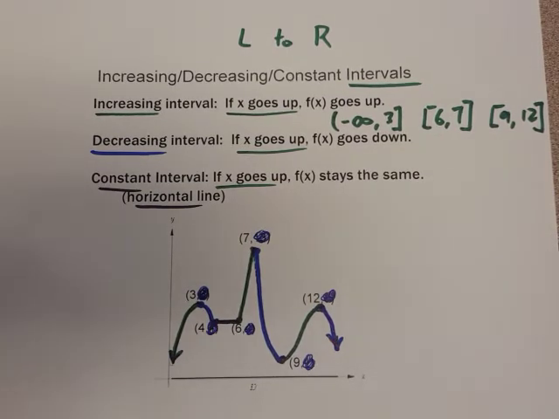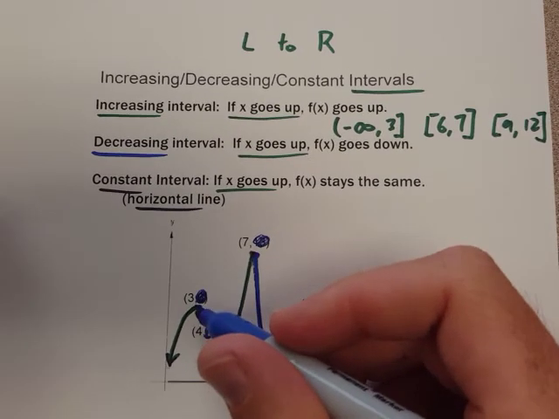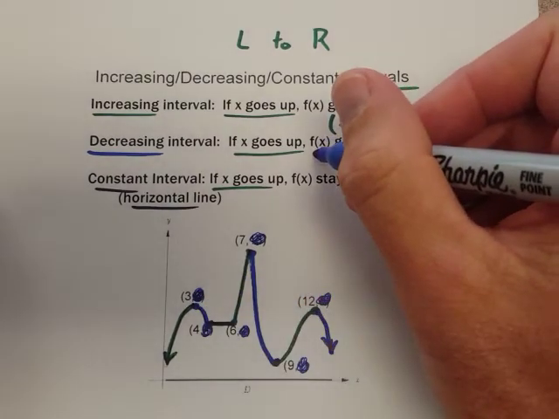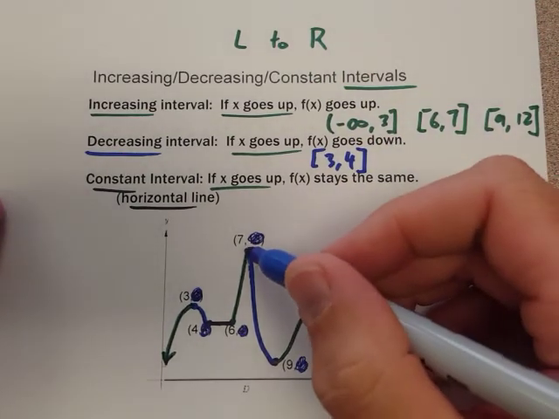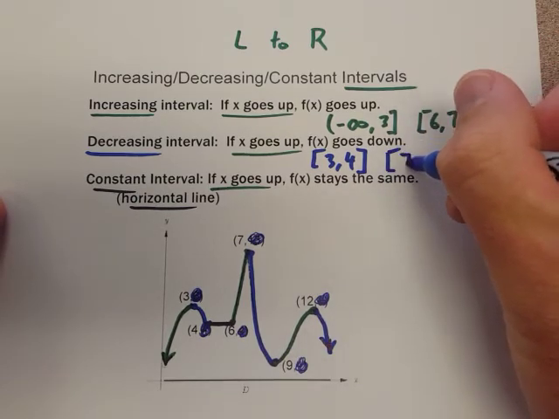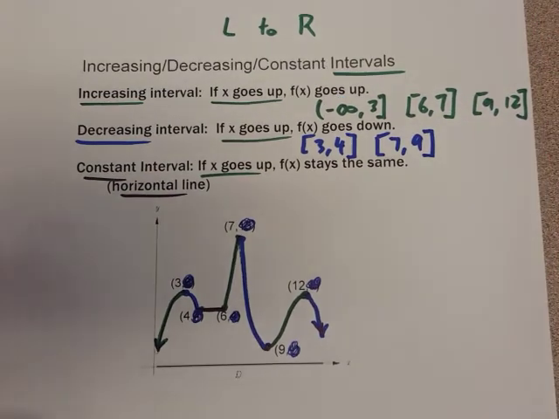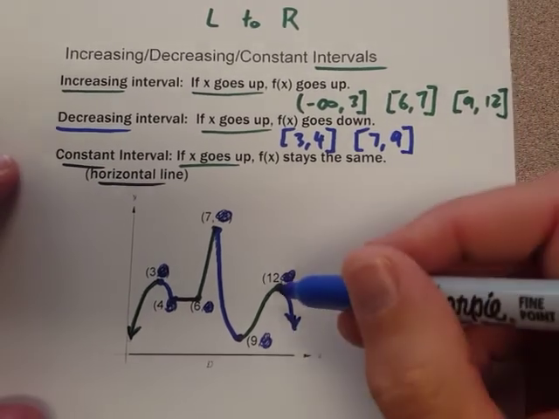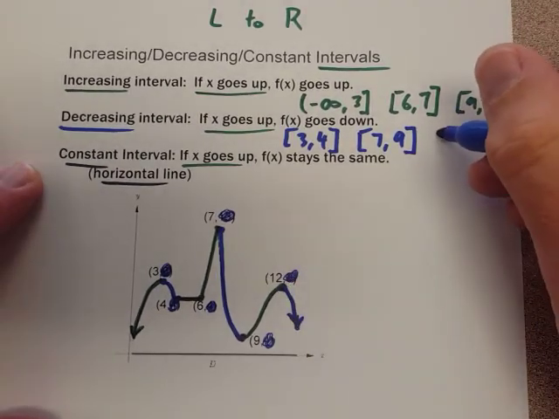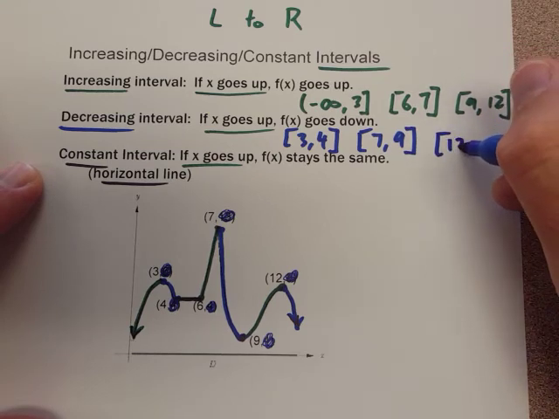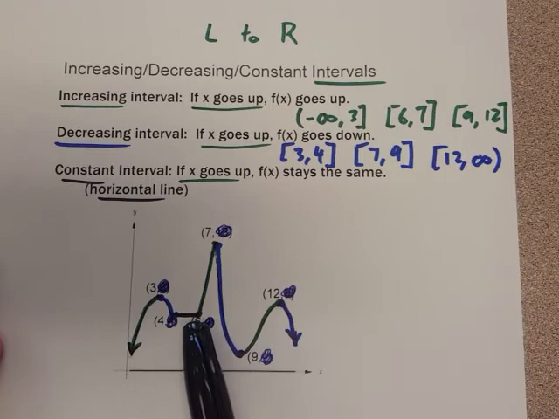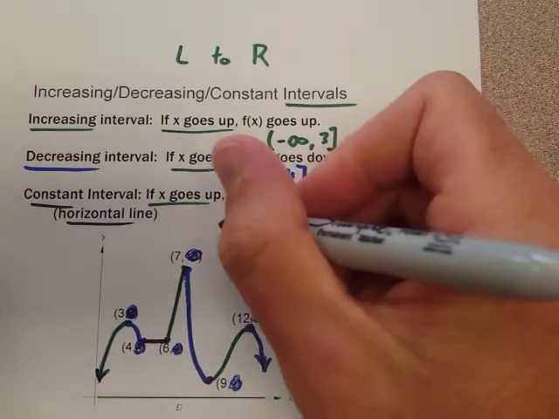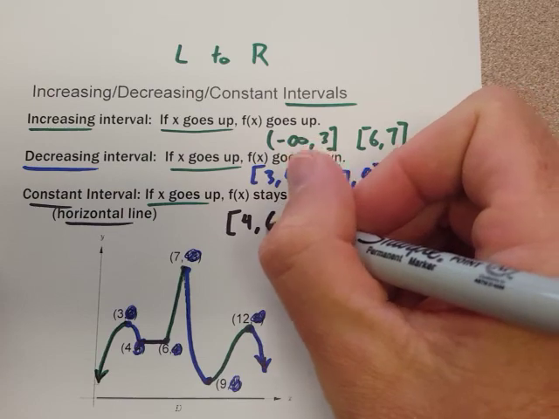Decreasing, we've got 3 of those as well. If we're using x values, we go 3 to 4. So we're going to use square brackets, 3 comma 4. Then we go 7 to 9. And then the last one on the end here is 12, and it just keeps going, so we'll do 12 to infinity. With an infinity, we do a rounded bracket. There's only one left, and that is the constant, and that's the straight horizontal line that you see here. And so that one, there's only one. It is just 4 comma 6.